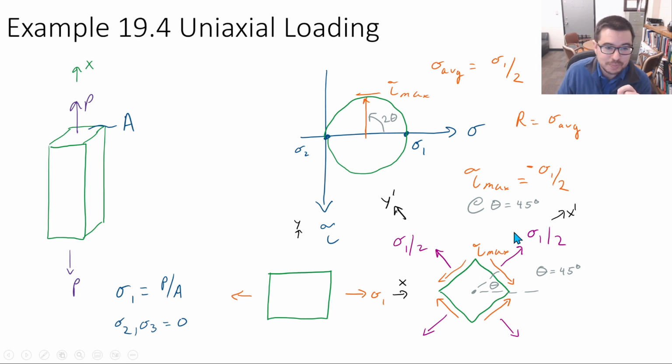This is right. Look, we're rotating by 45 degrees. Okay, our tau max has gone negative, because it's up here, so it's a minus tau max, and the average stress is the same. Okay, and it's just sigma 1 over 2. So both of them are coming out here.